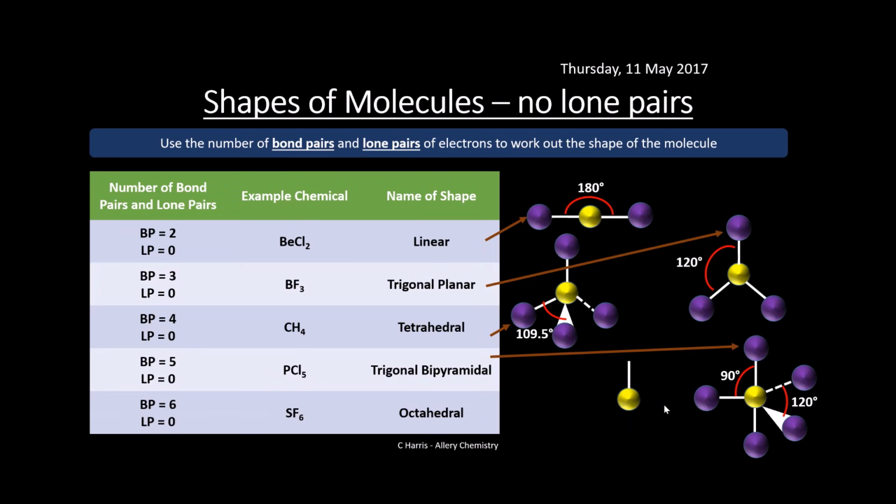Okay, bond pairs 6, lone pairs nil. Sounds like some kind of football score. An example is SF6. This is an octahedral shape. Be careful, this has got 6 bonds, not 8. Oct is normally for 8, but I'll tell you why it's octahedral. Bond angle is 90 degrees between everything in here.